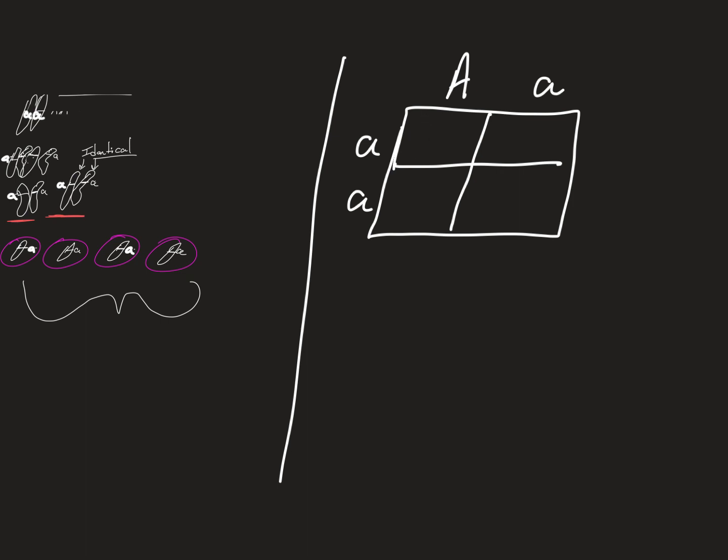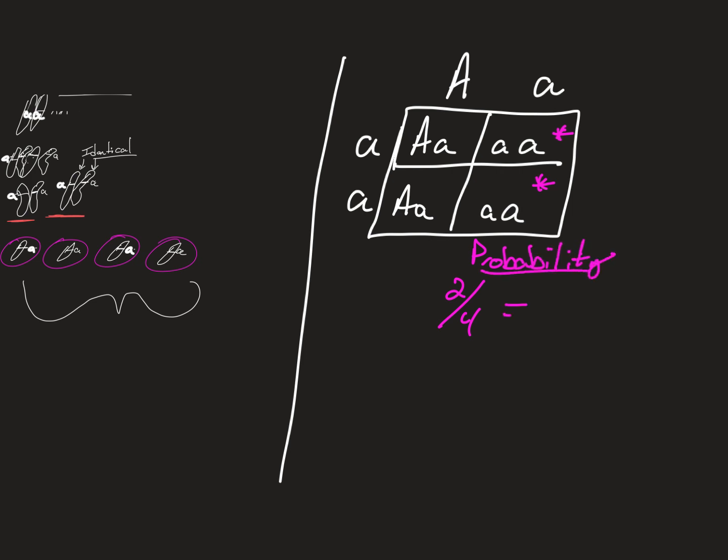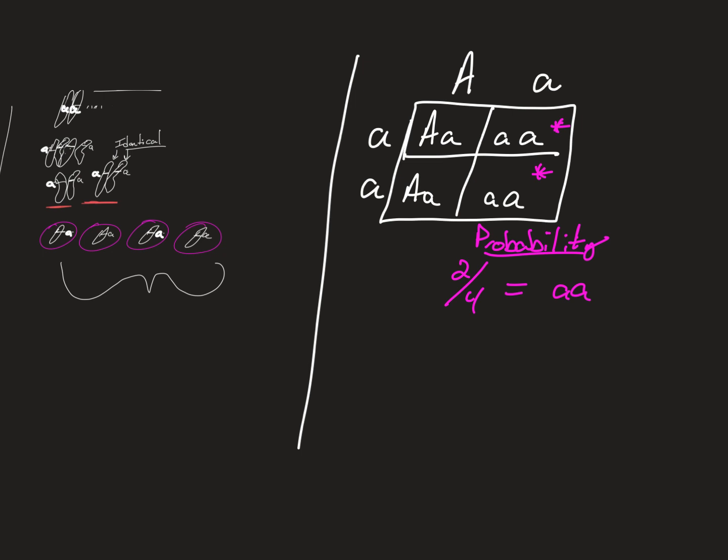well, if the mother gives this big A and dad gives this little a, that's a possibility. Mom could give a little a and dad could give a little a. That's another possibility. Then mom and dad could give that, and mom and dad could give that. So ultimately what I end up with is 2 out of 4 having the probability of being little a. Of course, by now you should know that 2 out of 4 is the same as 1/2, which is the same as 50%.